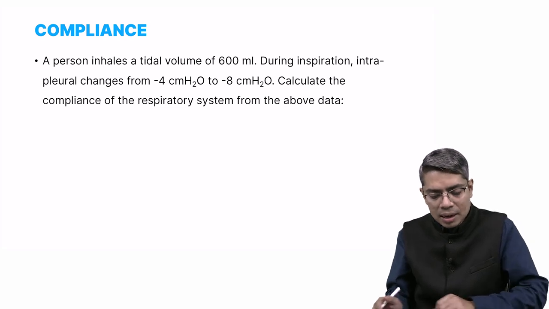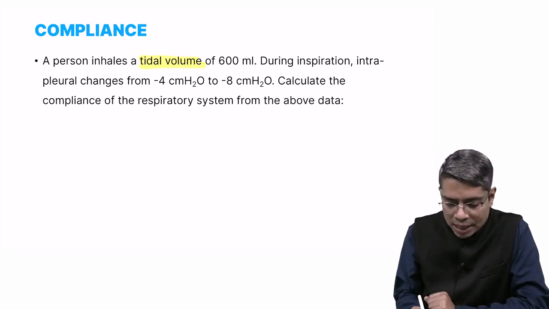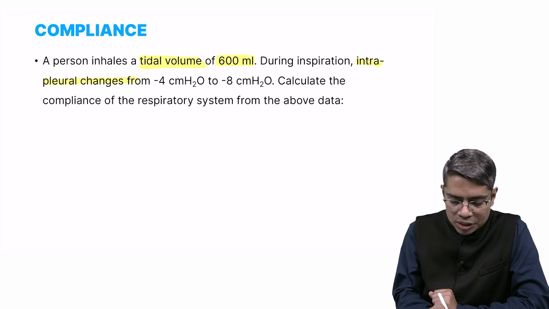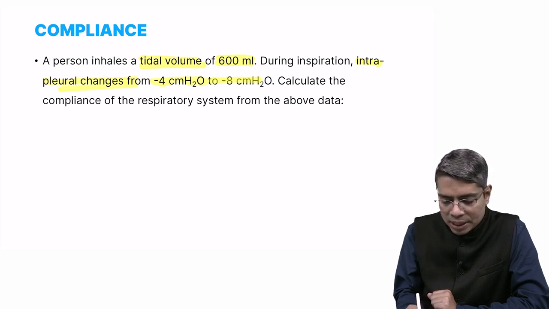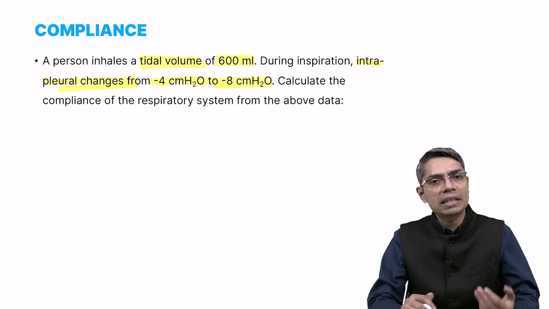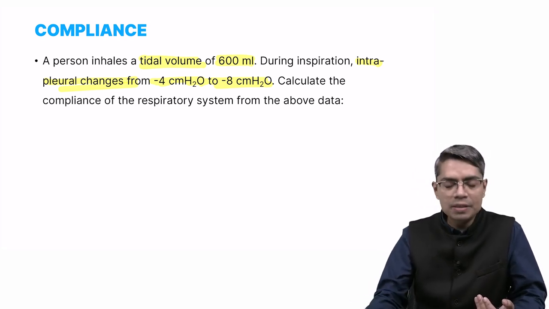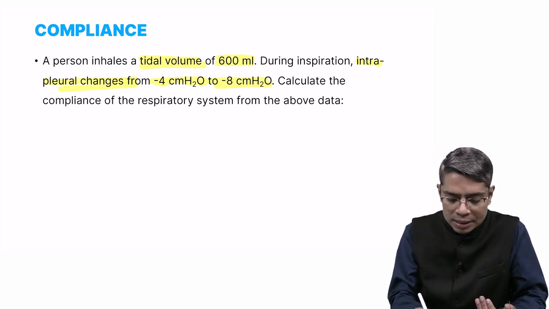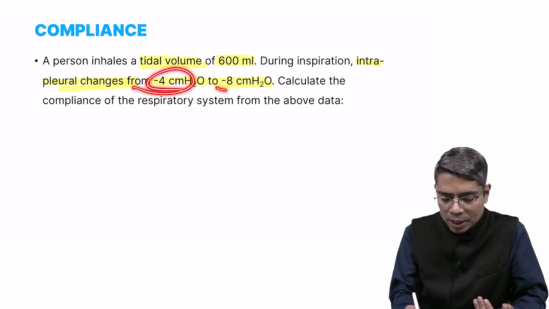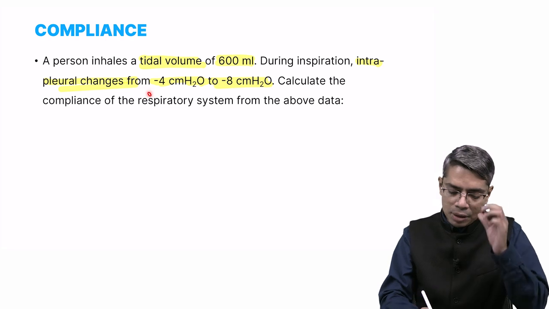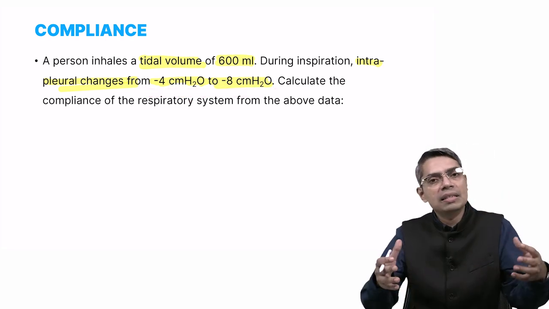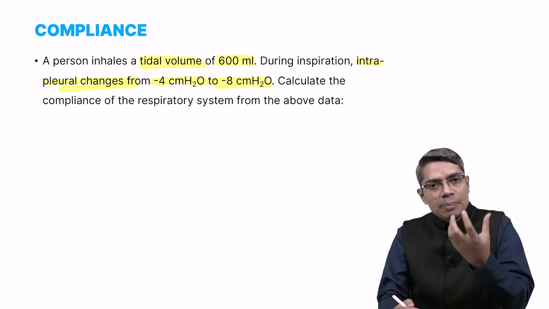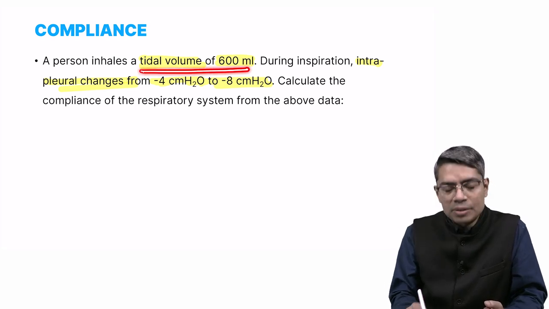A person inhales a tidal volume of 600 ml. So the tidal volume of the person is given. During inspiration, intrapleural pressure changes from -4 centimeter to -8 centimeter. The person is taking inspiration, and we know that during inspiration, intrapleural pressure becomes more negative. So in this question, the intrapleural pressure is changing from -4 to -8 centimeter of water. Because of this change in intrapleural pressure, the lung is expanding, and because of the expansion of the lung, the lung is sucking some air from the atmosphere, and that is nothing but your tidal volume.